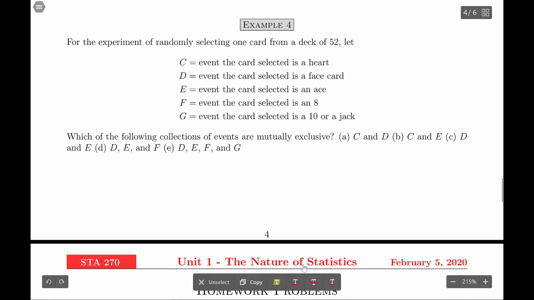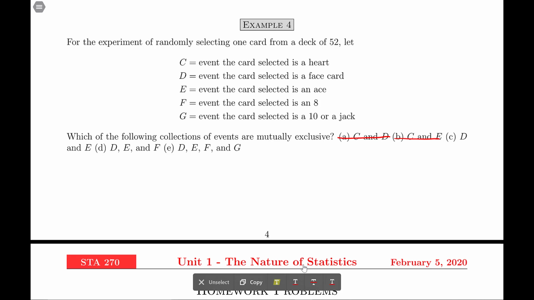For part B, so let's cross that one off. For part B, it's C and E. So that's the event that the card is a heart and that the card is an ace. We do have an ace of hearts in a deck of cards. So that event can occur simultaneously. So that is not mutually exclusive.